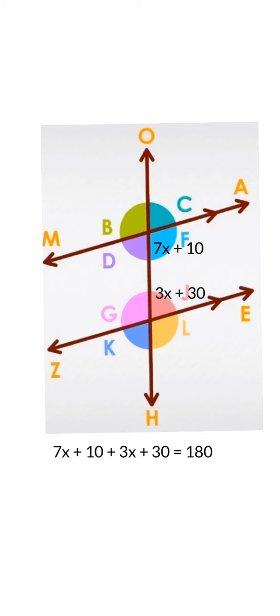So what's the relationship between same side interior angles? Well, they're supplementary, which means they have to add up to 180. So this tells us to add up the two expressions that we've been given and set the result equal to 180 like we have down here.